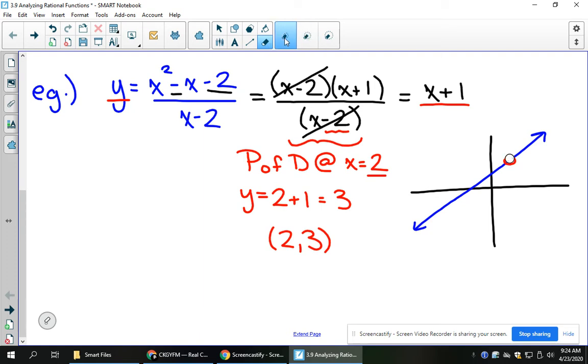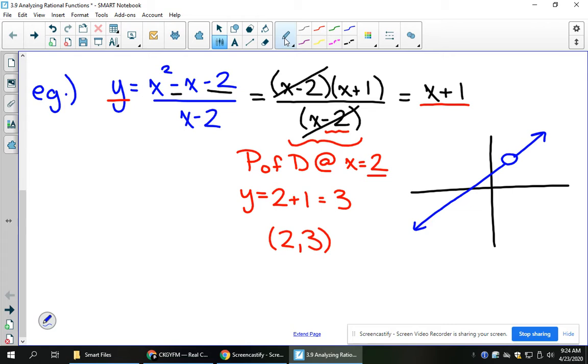So I'm going to go in there and I'm going to erase a little bit of the blue graph, and I'm going to draw a very obvious hole. That's what a point of discontinuity is. Your calculators, however, will not show that. They just show a continuous line, and you have to know that if you try and find (2, 3) on your calculator, it will give you an error. It will tell you that that isn't a point on the line.